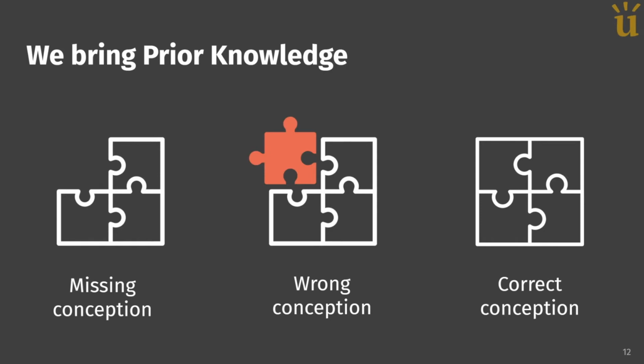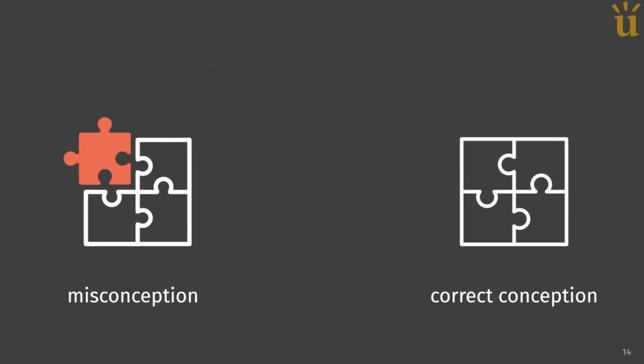And what we want to do in teaching, ideally, is that we want to go from a misconception, which is what friends call the wrong conceptions, to a correct conception. So we want to have the right piece of the puzzle and to connect it together with the others. And this process is called conceptual change.